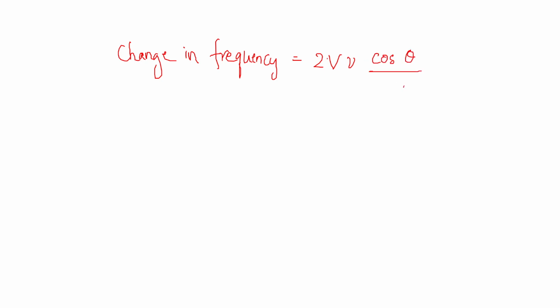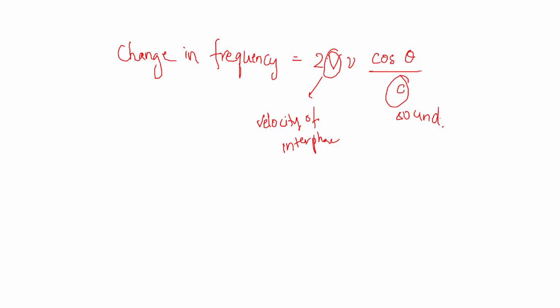So the change in frequency of the Doppler effect is equal to 2 times the velocity of the interface times the frequency of the beam times cos theta, divided by C, the velocity of sound in that tissue. So this V is the velocity of the interface, and this C is the speed of sound in the tissue. This is the physics behind the Doppler effect.